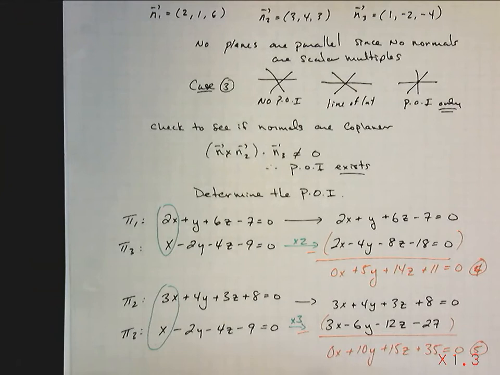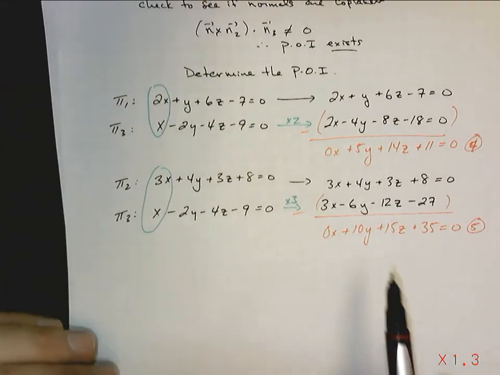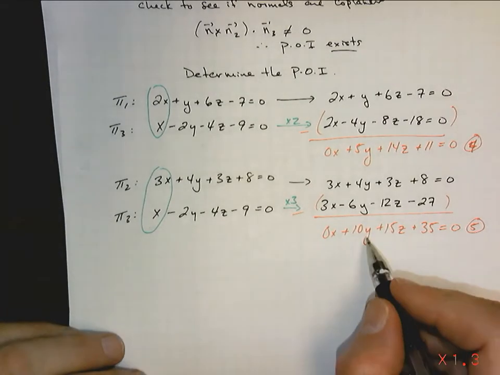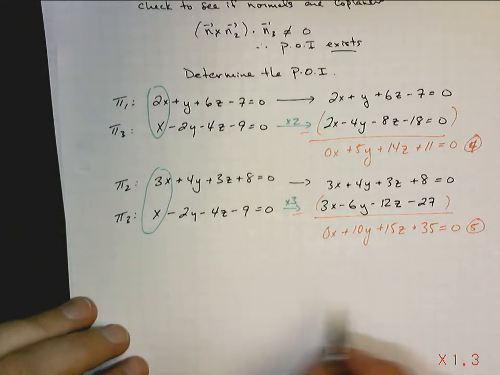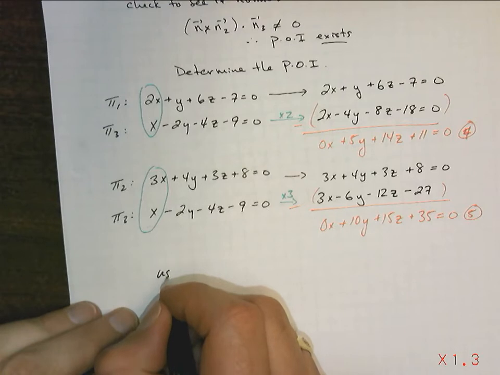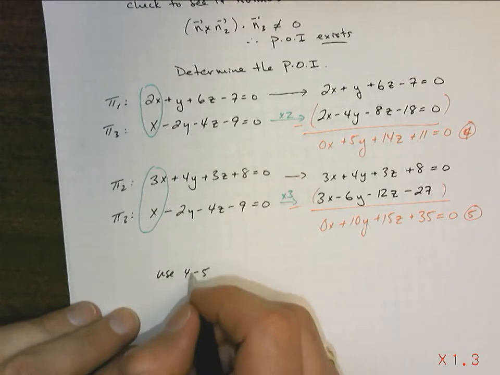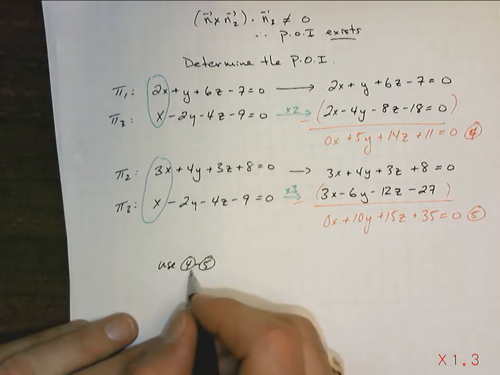Notice that both equation 4 and 5 are in terms of y's and z's. We could reduce this. You'll find out that it won't help us any if you do it in this particular case, but we could reduce this. This could become 2y plus 3z plus 7 equals 0, but we're going to leave it the way that it is now. We're going to use 4 and 5 anyway.